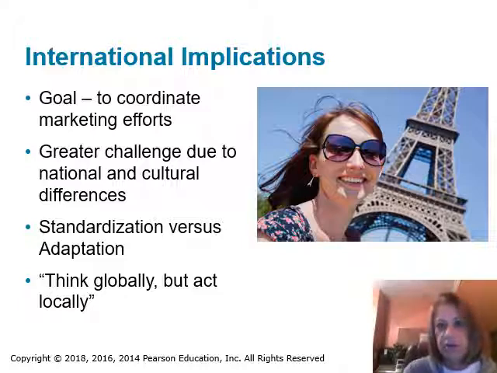Because of the increase in this global competition, firms must coordinate marketing efforts across multiple countries. Because of cultural differences and language differences, it can be a great challenge. Firms can use a standardized approach, which means the same approach and message is used in every global market. But this works only for global brands that are worldwide and really, really well known. An alternative is adaptation, which means firms adapt your marketing communication in each country, region, and culture. The idea is to think globally, but act locally.